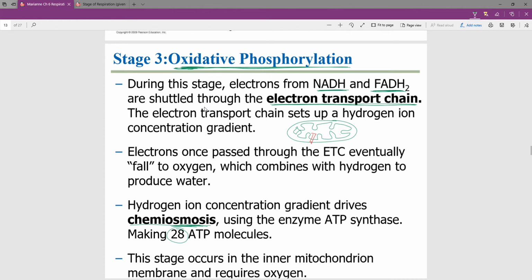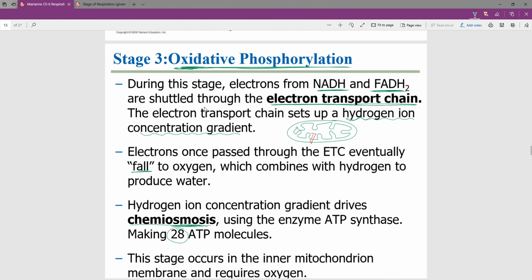Across this phospholipid bilayer, there are proteins embedded, and the electrons basically get passed from protein to protein, and ultimately are going to fall to oxygen. The other thing that it does is set up a hydrogen ion concentration gradient. We're a little scant on the details of how this happens, but really that it happens is where we're going. The electrons being passed through somehow drives hydrogens to the outside of this mitochondrial membrane.